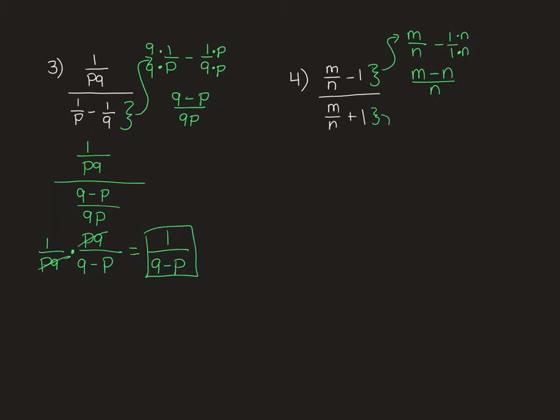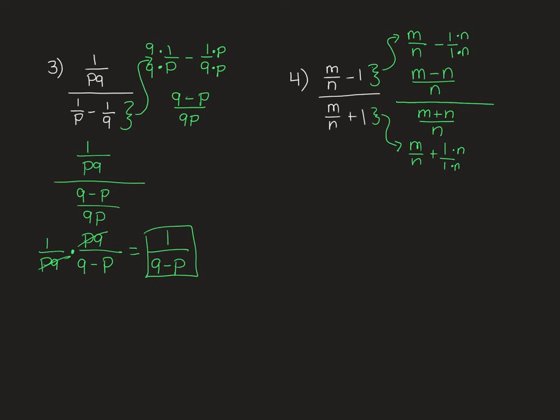This guy I'm going to do down here. So m over n plus 1. Again, common denominator is going to be n, so I multiply by n on top and bottom. So I'm going to do a big division right there. I will get m plus n all over n. So now this is my complex fraction.